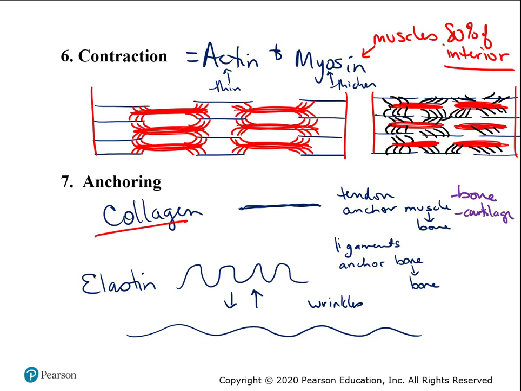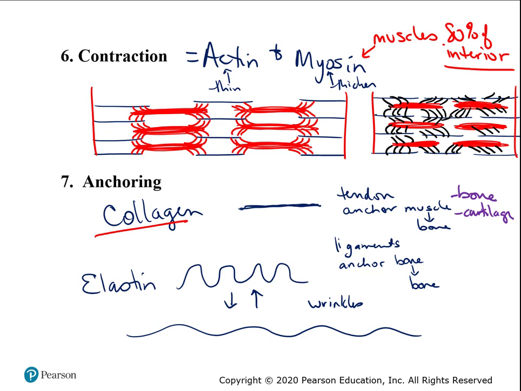But it's really impressive that it can take this muscle, and when you contract, it gets shorter. And it gets shorter because all these little microscopic overlaps shorten a little bit. But it shortens enough so that it can actually create that movement. Anchoring, we talked about this.